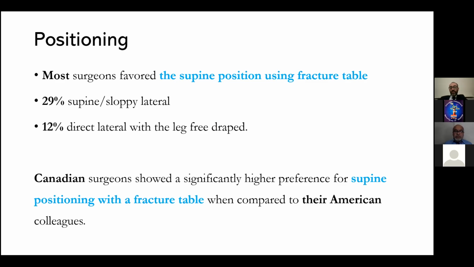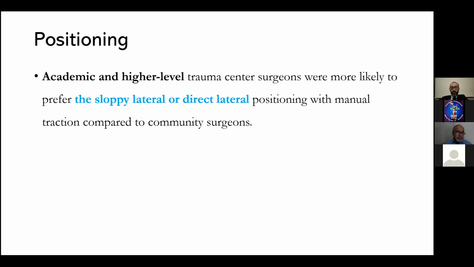Canadians showed a significant preference toward the supine with fracture table compared to the Americans. So there are some things related to the training. This is what I wanted to highlight, that it's about where you had your training, and who supervised you in your first surgeries, because this stays with you for all your life. Also, the academic and higher level trauma centers in the USA were more likely to prefer the lateral position. So again, this is something very strange, why did they do this?